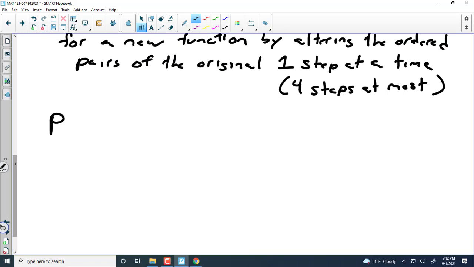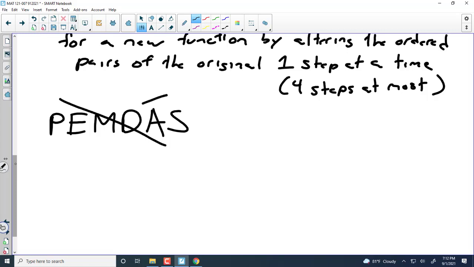Who has seen this before? Please excuse my dear Aunt Sally. Parentheses, exponents, multiplication, division, addition, subtraction. It's for order of operations. We are not doing order of operations right now. We are doing a different graphing technique called transformations. So we do not use this. I'm not saying this is rubbish. I'm saying we're not using it now.